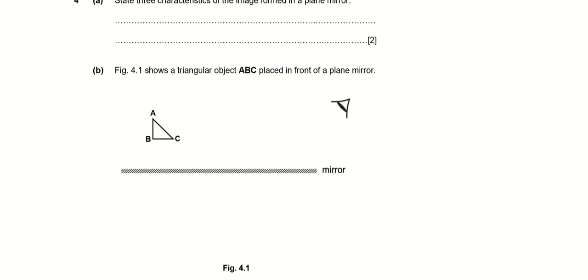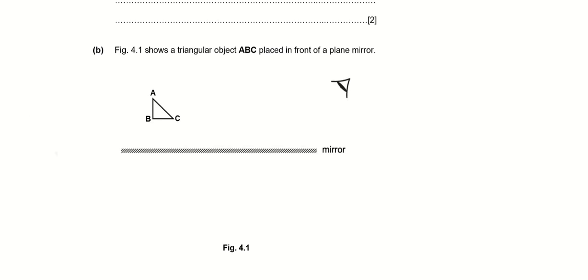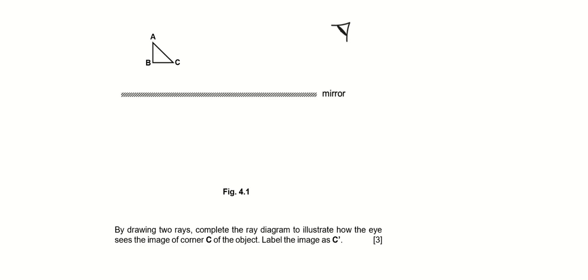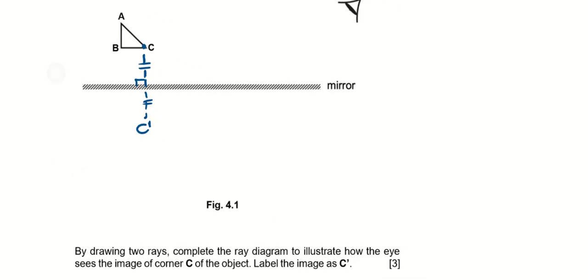Now, figure 4.9 shows a triangular object ABC placed in front of a plane mirror. By drawing 2 rays, complete the ray diagram to illustrate how the eye sees the image of corner C. So we are only focusing on corner C. We did this quite a lot in class already. First of all, you draw a normal to the mirror. And remember, the normal must be perpendicular to the surface. Then we continue this normal with equal length to find where the image is, C prime.